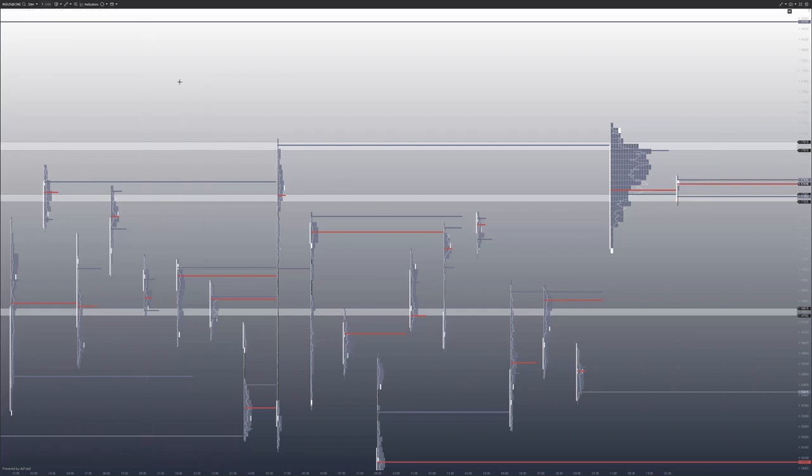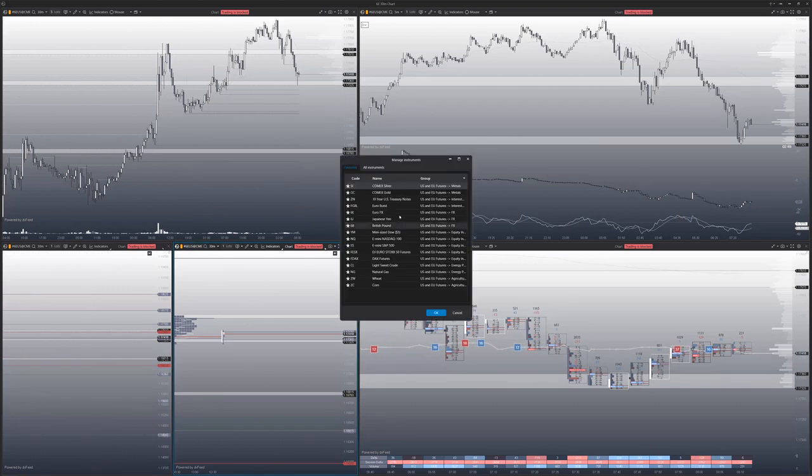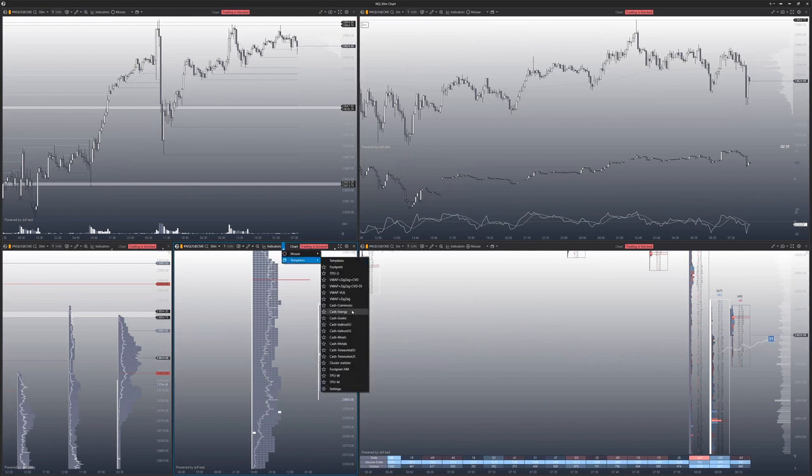So let's change to the next market, NQ. That's the market I focus on for live trading. Let's change to the cash profile.